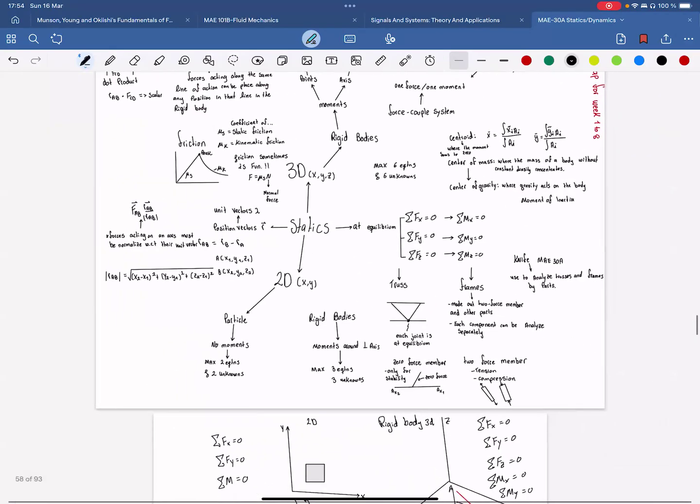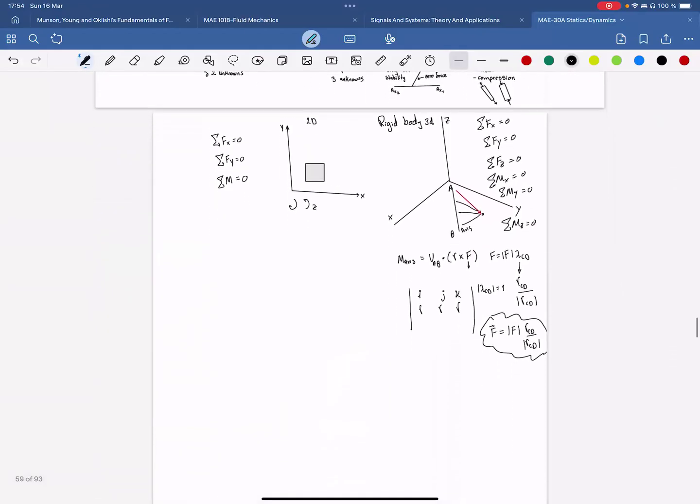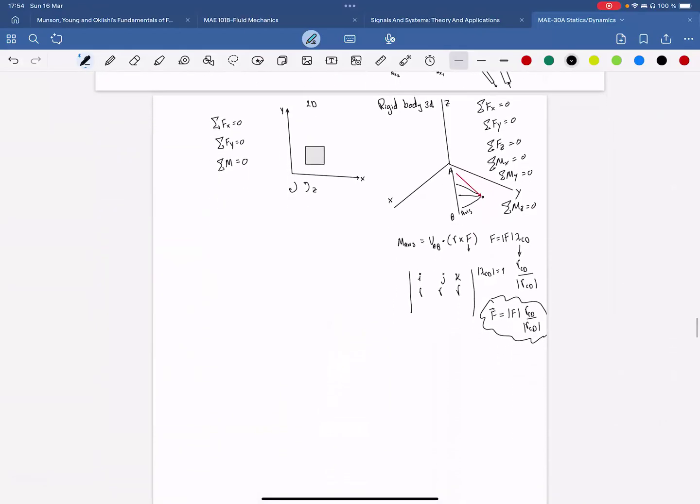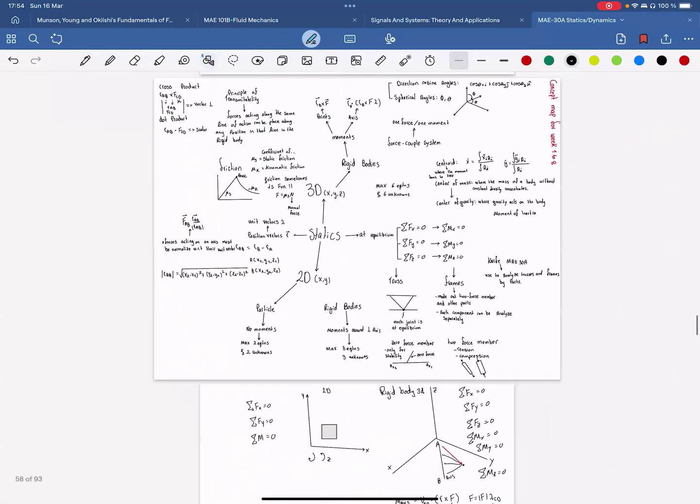That will be moment of an axis, force couple. Okay, so lecture 7, force couples. I don't think I have notes about this, but I do remember the topic.